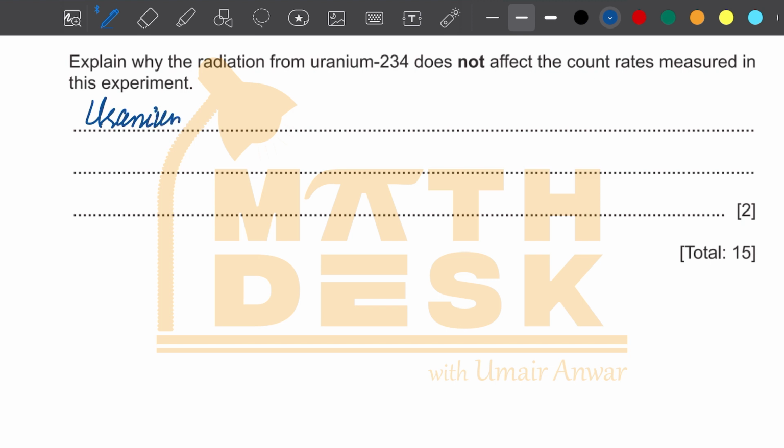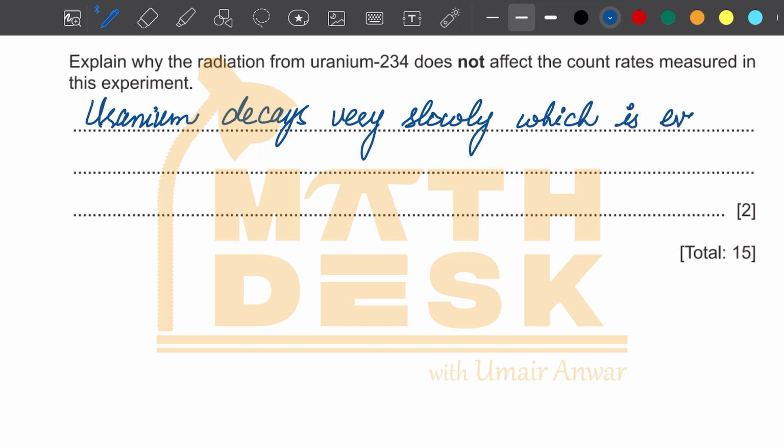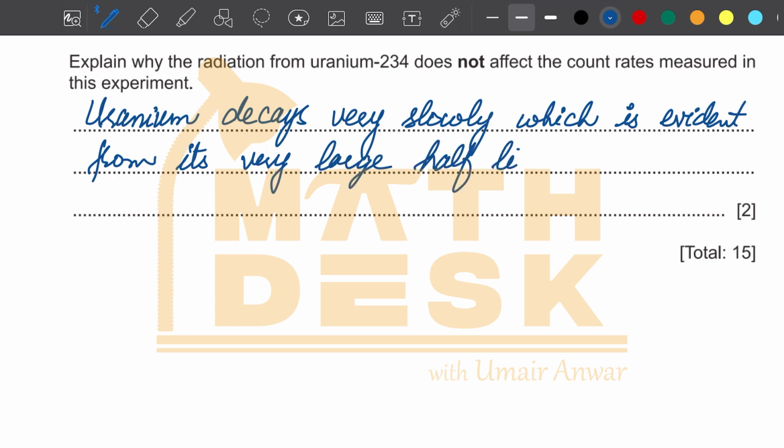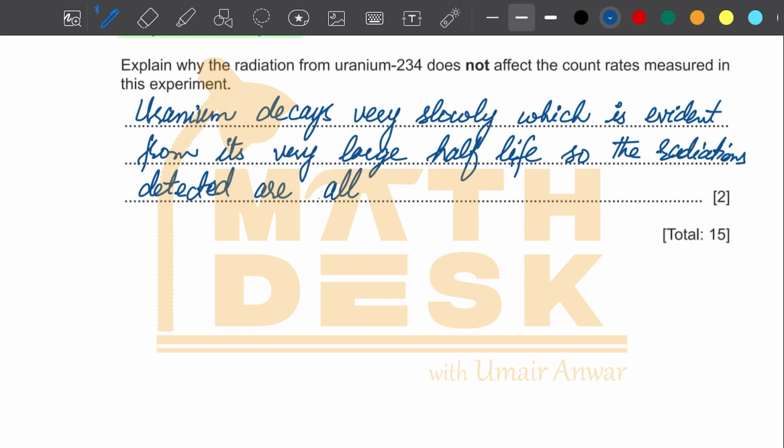Uranium decays very slowly, which is evident from its very large half-life. So the radiations detected are all due to protactinium. So the count rate is not affected by the radiation from uranium. The question ends here with this part.